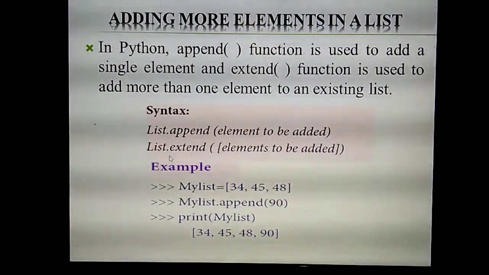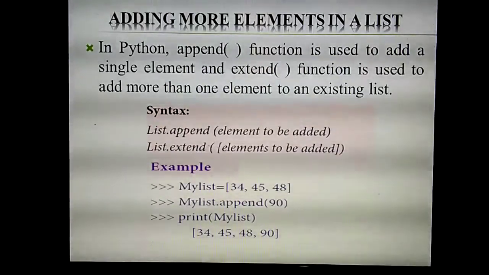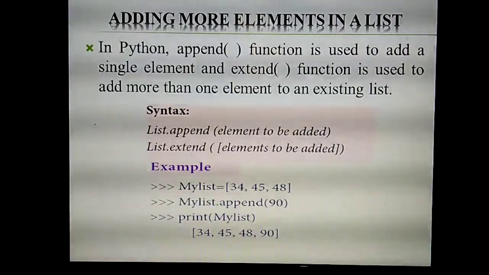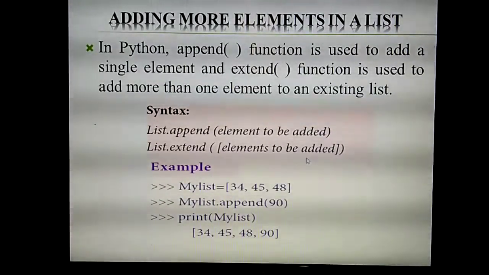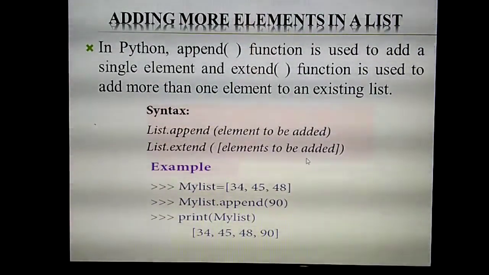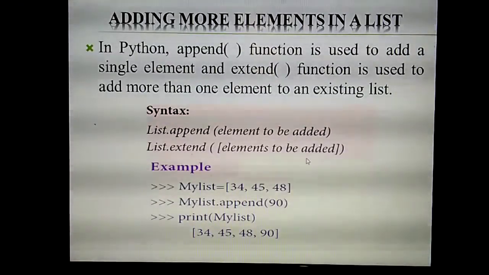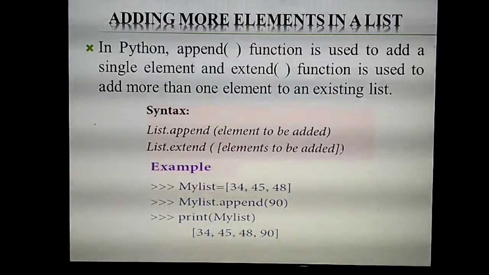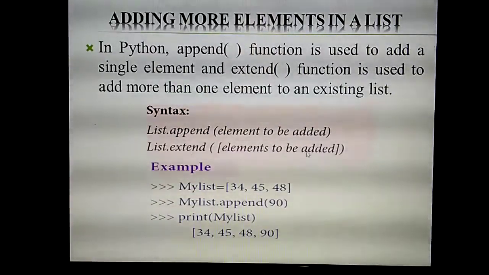But for the extend function, it is list.extend and the elements to be added. How many elements you need to add, those elements you need to give here. Understand? So what's the syntax? Append means list.append with the one element you need to add. Extend means list.extend with however many elements you need to add.